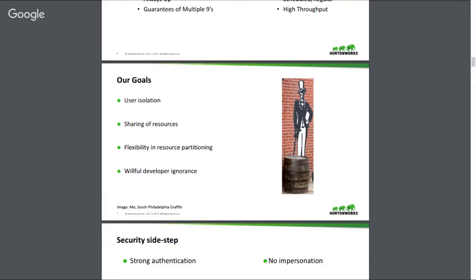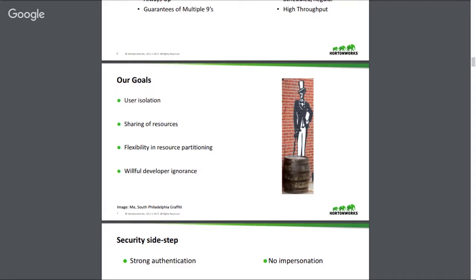The final bit of this here is the ability to provide some level of ignorance for our developers, right? We want to be very lazy. So we don't want to force the developers to have to write their code in such a way to use the system as we want them to use it. There should be something that's happening behind the scenes.